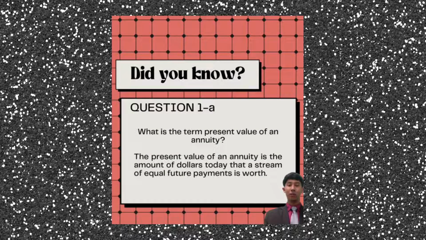What is the term of present value of an annuity? The present value of annuity is the amount of dollars today that a stream of equal future payments is worth. In other words, it's the amount of money you would need to invest today in order to equate to the total of the annuity payments adjusted for the time value of money.